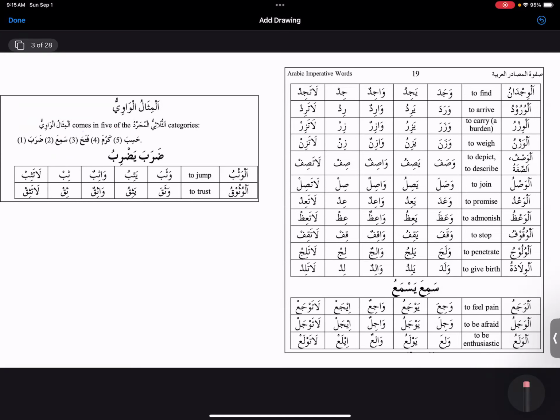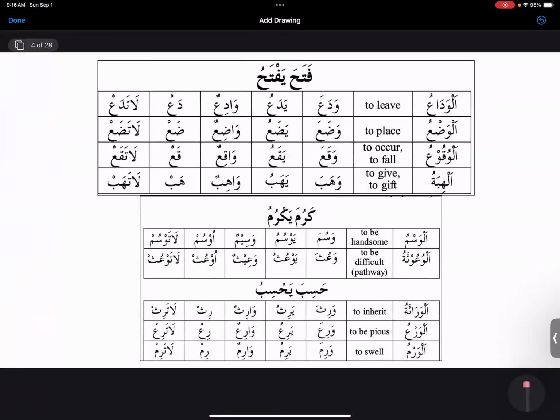So for bab daraba, I put a few examples over there to look at. And you see that in bab daraba, 100% the vowel is dropped in the mudari'. Right? And then comes bab sami'a. In bab sami'a, we are not dropping the vowel, right? So waji'a yauja'u, wajila yaujalu, although it is a huruf halqiya, the ain kalima. I was mixed up. So do not trust these rules. Nothing is 100%. So wada'a yada'u. Right? Wadu'a yadu'u. So now in bab fataha, we are dropping the vowel.